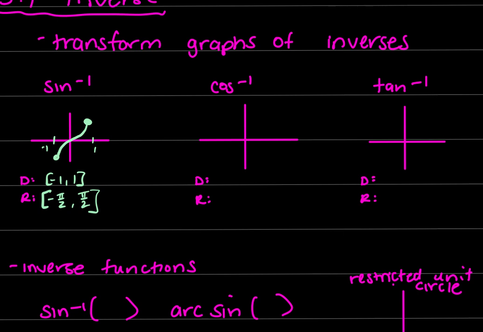The cosine^-1 lives above the x-axis, right? Because we restrict it from 0 to pi. So our range is 0 to pi. Our domain is the same, -1 to 1. But it happens above. It goes like this.